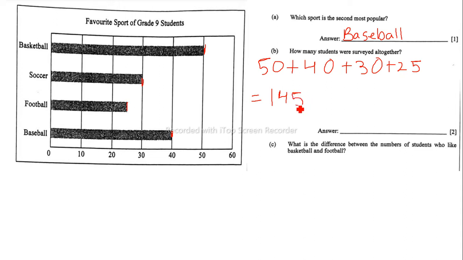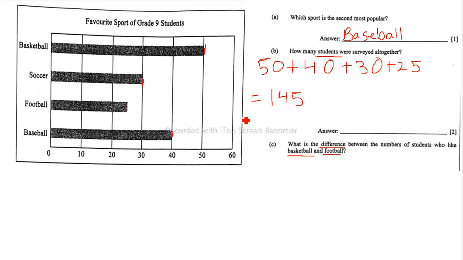145 students were surveyed altogether. Now, what is the difference between the number of students who like basketball and football? What's the difference?